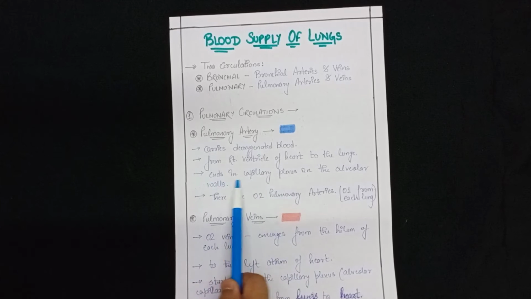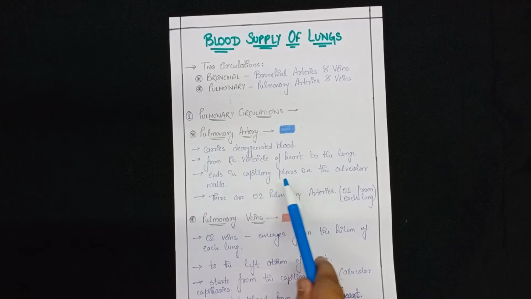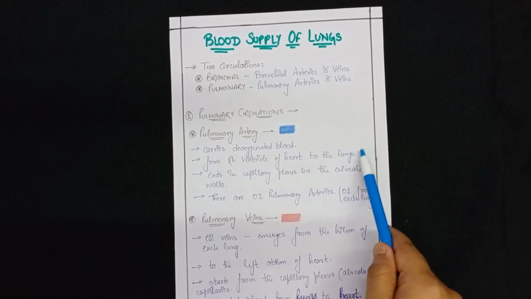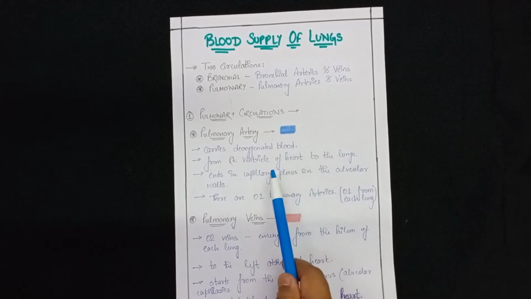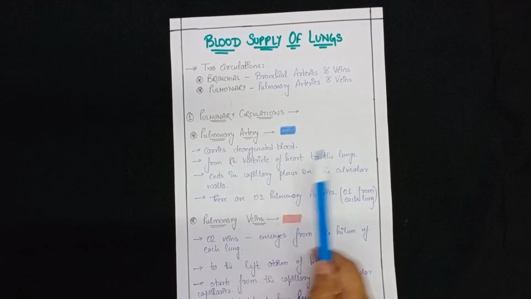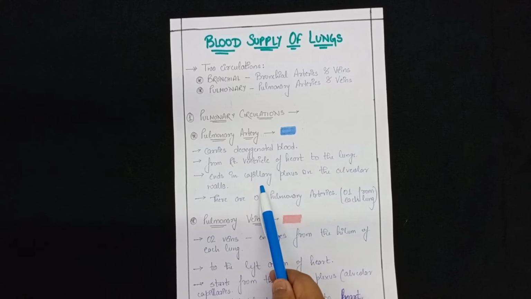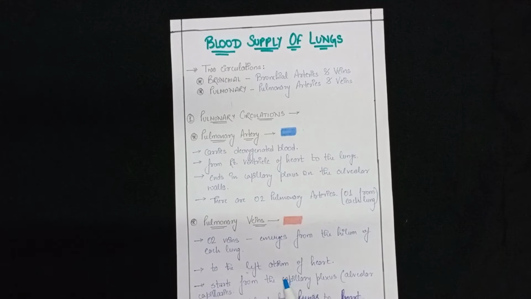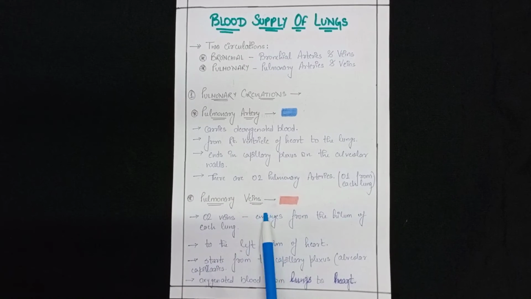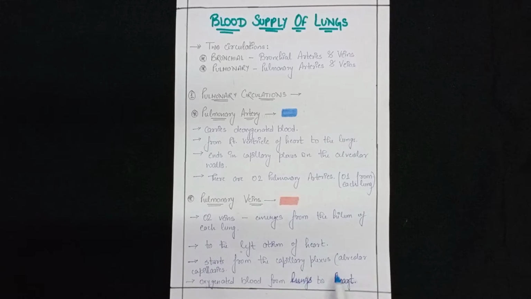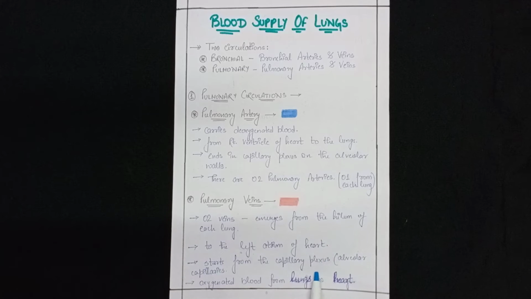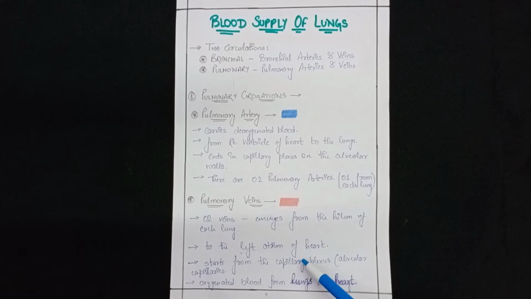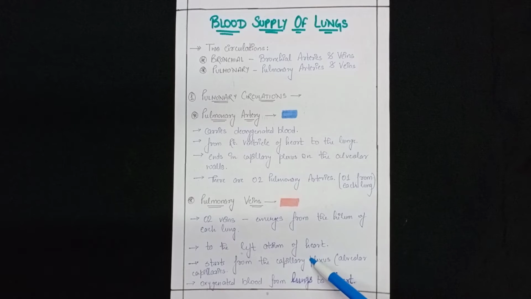Now why do we say that? See, in the pulmonary artery we saw that it is going from the heart to the lung. That is why it ends in the capillary plexus, because the capillary plexus is present in the lungs, right? Whereas since the pulmonary veins are starting from the lung to the heart, that is why it starts from the capillary plexus. Now what is capillary? Capillaries are the small blood vessels that are the branches of the main blood vessels. We will see that in the diagram.